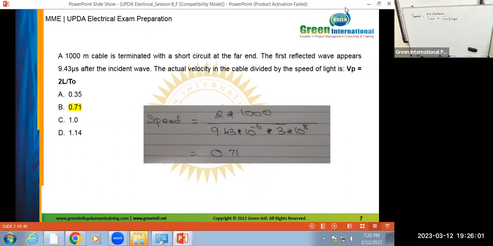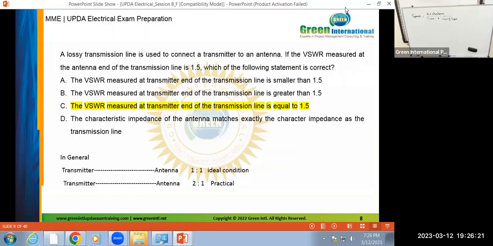And 1 mile is equal to 63,360 inches. So we need to remember the number. This question is also asked in the exam. Next, line number 8.